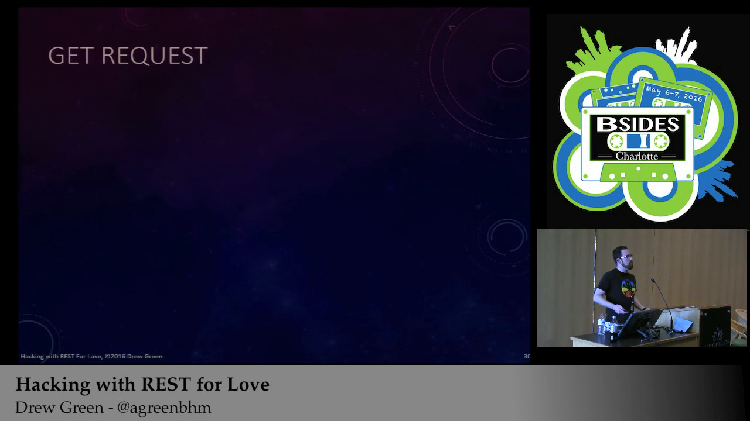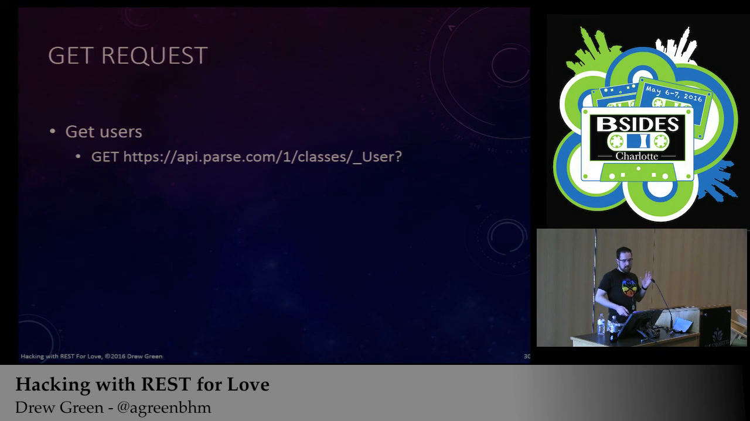Okay, so a GET request on this app to get users. We're doing GET parse.com, and then I don't know what the one is, but that was in all the queries, and then classes. We're looking at object-oriented stuff, a class, and then user. That is the default user object, not for this app, but for all Parse stuff. I found that out when I developed my own app on their platform. Depending on what you're doing, that user piece might be something custom if you're making other types of classes. That's specific to Parse.